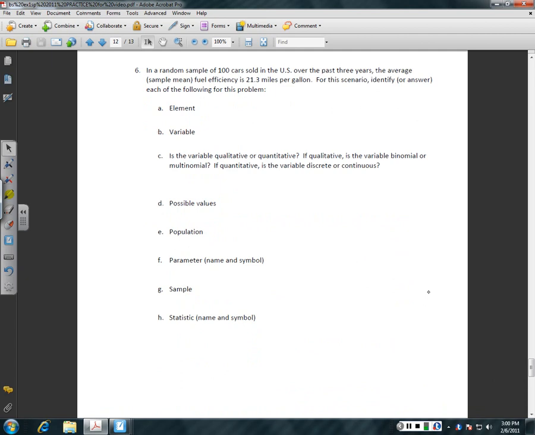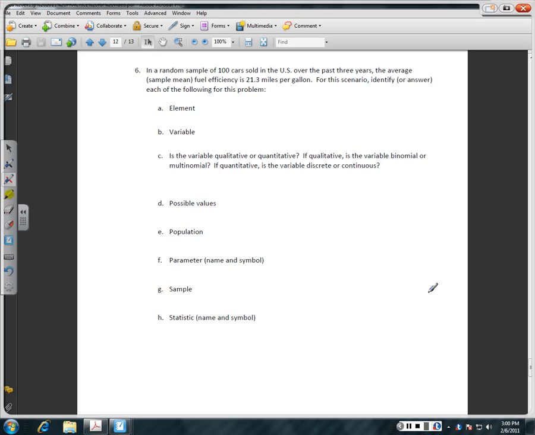Okay, the last two problems on here ask you to identify characteristics from the various problems. So in number 6, we've got a random sample of 100 cars. The average fuel efficiency is 21.3. I may have saved this too early. I thought I'd given a different problem on this, but we can do this one. Anyway, the element is one car. We're measuring the fuel efficiency of cars. I think I'll go ahead and say that the population then is all cars.